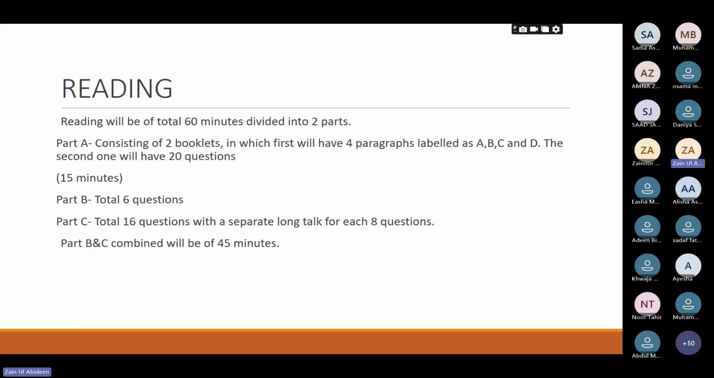And part C is going to be 2 talks, either researches, case studies, or any topic, and there are going to be 8 questions for each talk. And the total combined time for parts B and C is going to be 45 minutes.